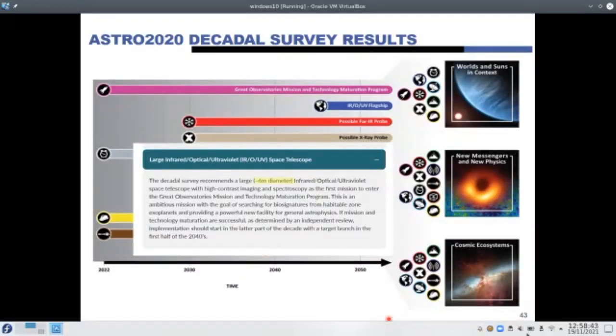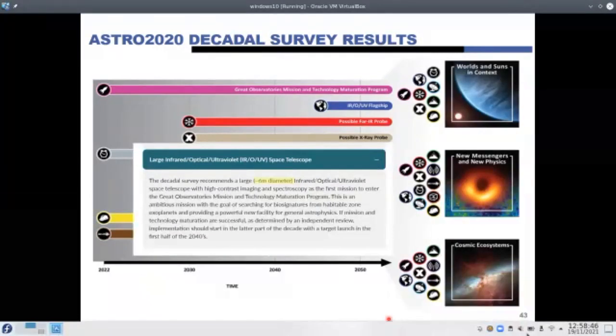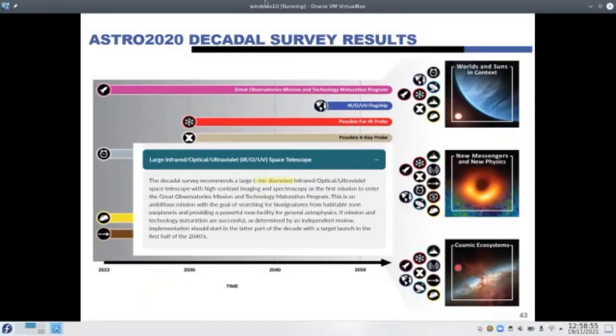But a couple of weeks ago, the results from the Decadal survey of the US were out, and there were good news and bad news. The good news is that the construction of a large telescope in space working on the ultraviolet, the optical, and the infrared was considered one of the top priorities. And such a telescope would be launched in the early 2040s and would enter a maturation program, basically now. So this is amazing news.